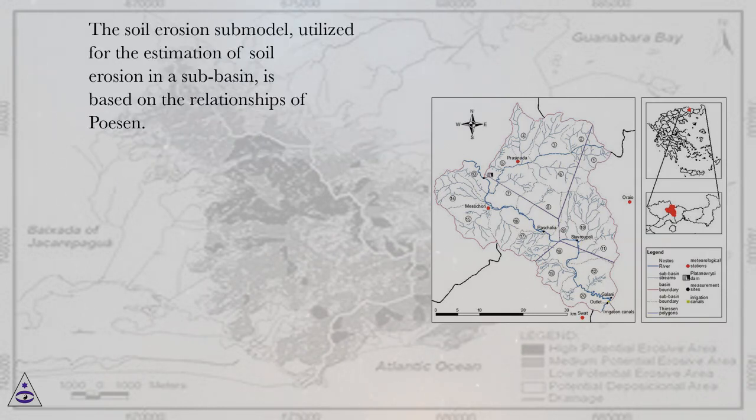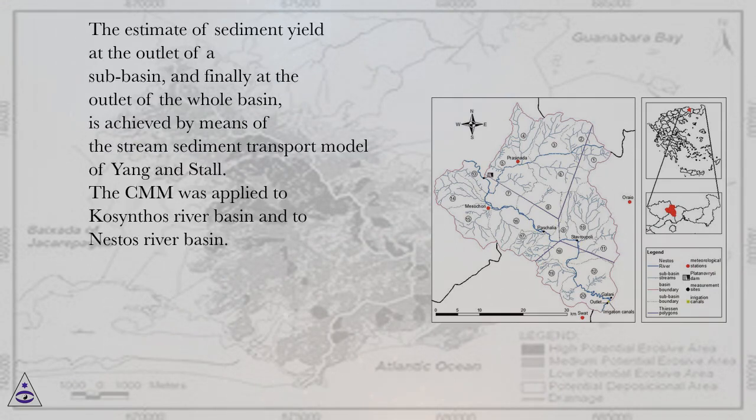The soil erosion submodel, utilized for the estimation of soil erosion in a sub-basin, is based on the relationships of Poesen. The estimate of sediment yield at the outlet of a sub-basin, and finally at the outlet of the whole basin, is achieved by means of the stream sediment transport model of Yang and Stall. The CMM was applied to Kosynthos River Basin and to Nestos River Basin.